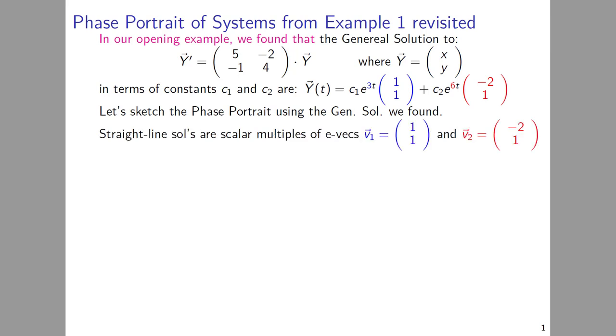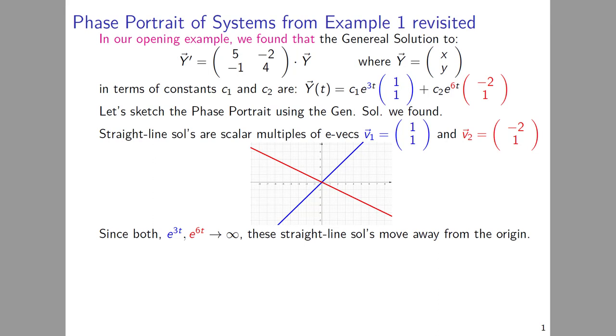We know that the straight line solutions are scalar multiples of the eigenvectors v1 equal to 1, 1 and v2 equal to negative 2, 1. So we'll start our phase portrait with those. Since both e to the 3t and e to the 6t go to infinity as t increases, these straight line solutions move away from the origin, which we'll indicate with arrows pointing away from the origin.